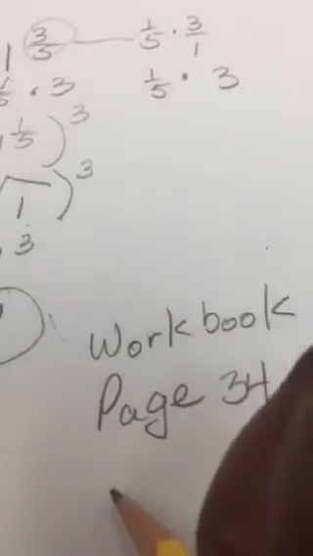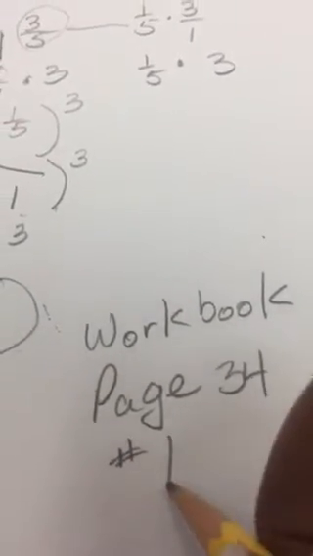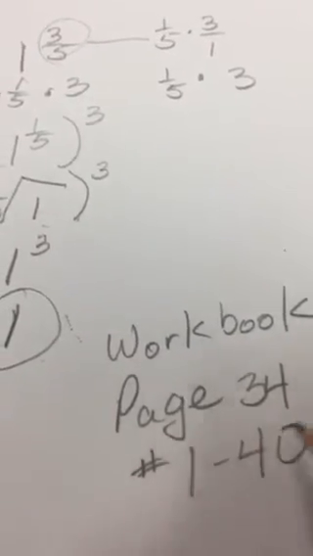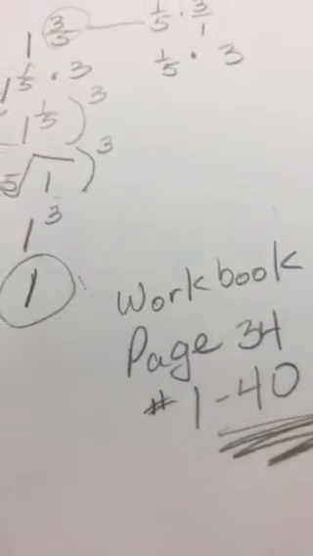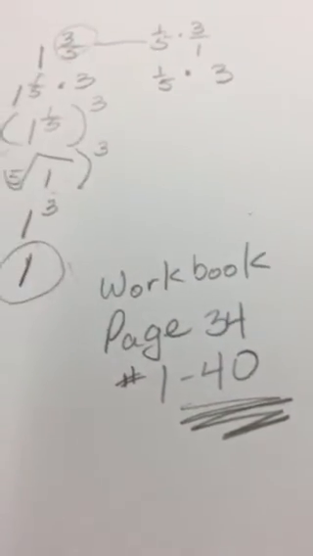In your workbook, I would like you to turn to page 34 and complete numbers 1 through 40. Yes, I said it, 1 through 40. Show all work and submit it through Canvas.